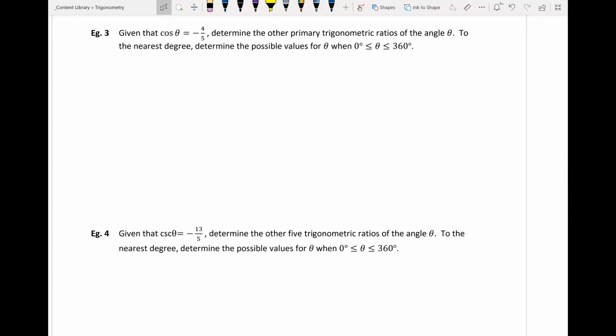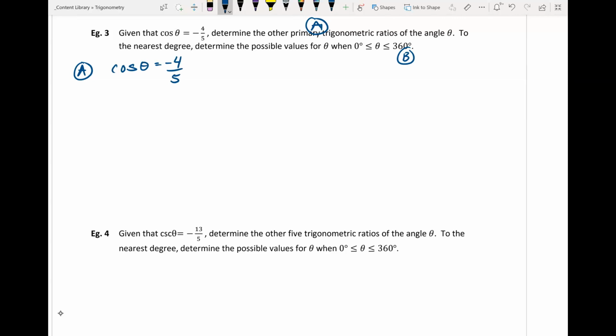So I'm going to answer the first question here. I'll call this A, and this one here, I'm going to call this B. Two parts of this question. So just for A, we need to determine the other trig ratios, which means I need to find sine theta and tan theta. We're already given cos theta is equal to negative 4 over 5.